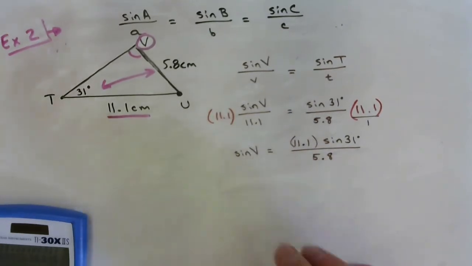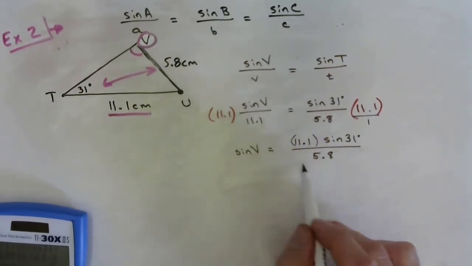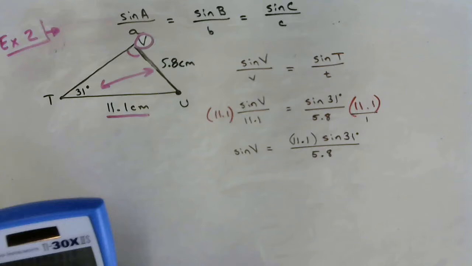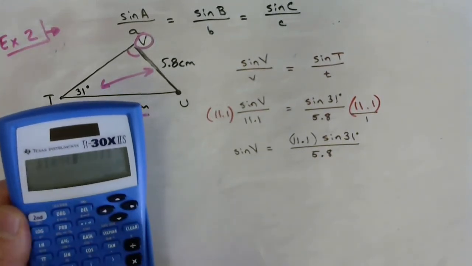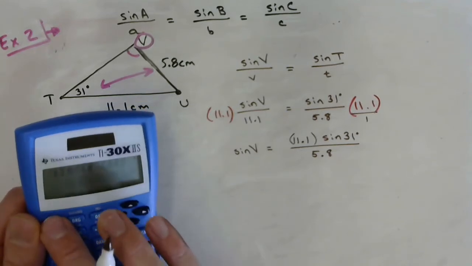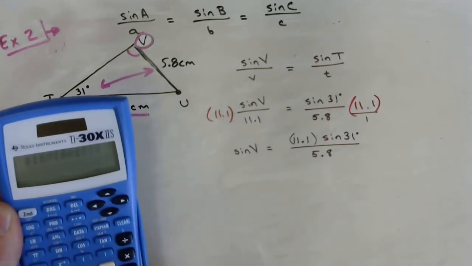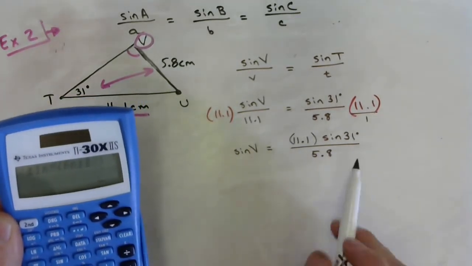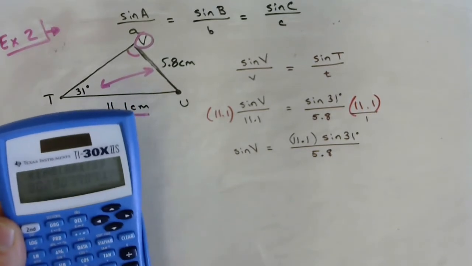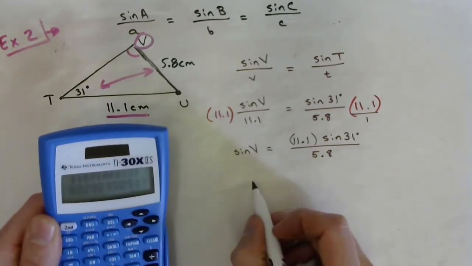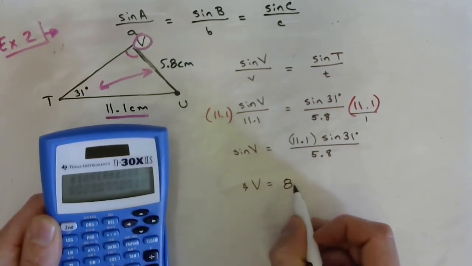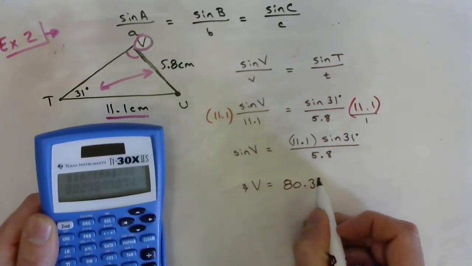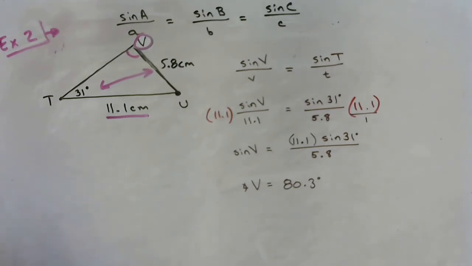So your calculator will just keep that accurate answer saved, and all you need to do is hit second function sine. That gives you the inverse sine. Then you're going to hit second function answer. That's going to give you that stored answer. And you end up with the angle measurement V equals 80.3 degrees. Okay?